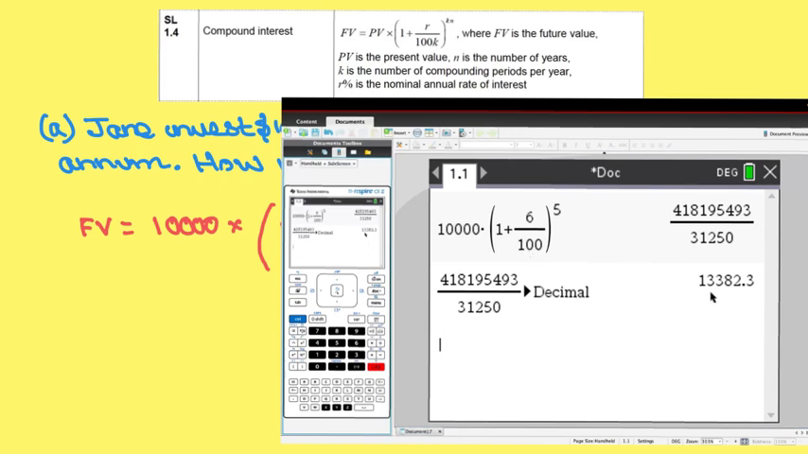So her initial $10,000 investment after 5 years is worth $13,382.30. Write down the future value. So the future value is equal to $13,382.30.